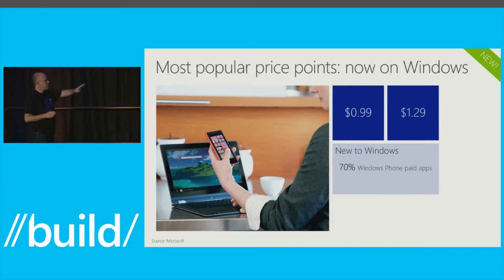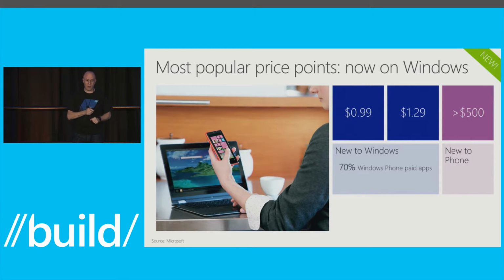So every time you see on the corner green, that means there's a brand new thing that we didn't have yesterday. So today we're announcing several changes to prices. Why is this important? Because 70% of the Windows Phone apps are priced at 99 cents and $1.29. And those price points were not available on Windows before. So now we're making those price points available on Windows, which are the most popular price points for apps and for consumers to use. So that's one of the changes we're making.